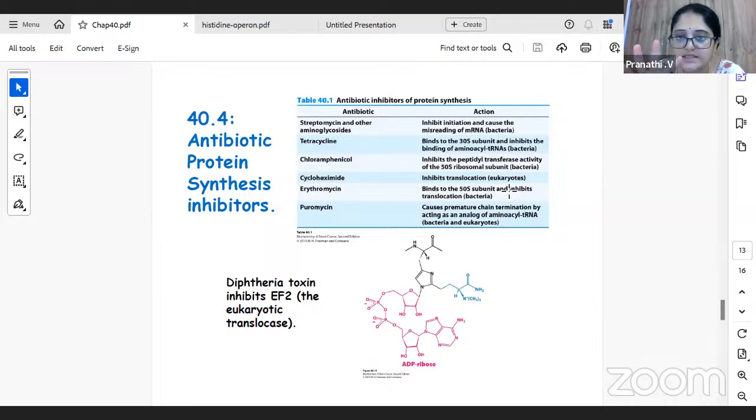Tetracycline binds to the 30S subunit. Because of that, you do not have the binding of aminoacyl tRNAs in the bacteria. Chloramphenicol stops the peptidyl transferase activity in the 50S ribosomal subunit. Cycloheximide stops the translocation in the eukaryote. So it's a poison for us. Erythromycin binds to the 50S subunit and inhibits the translocation. Puromycin causes premature chain termination.